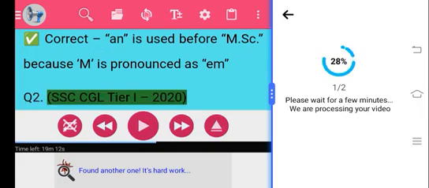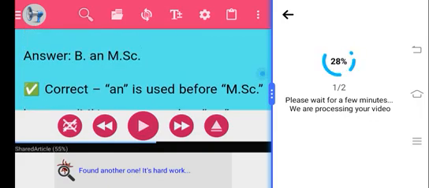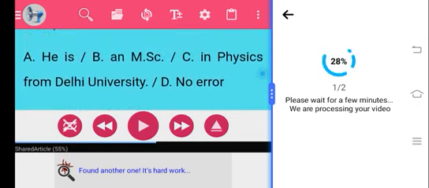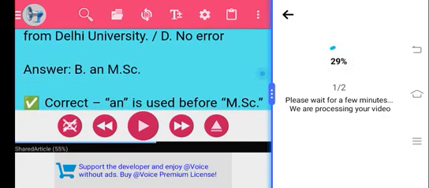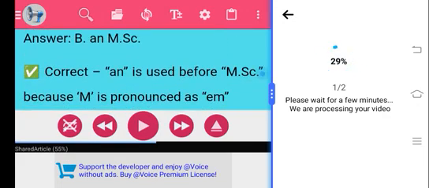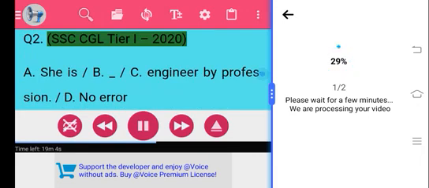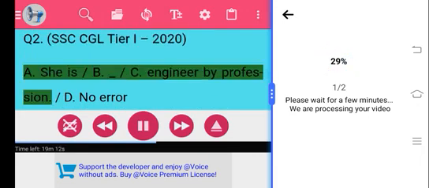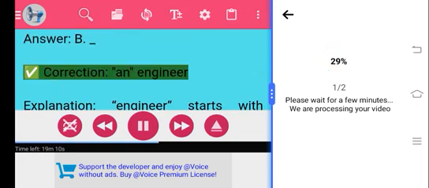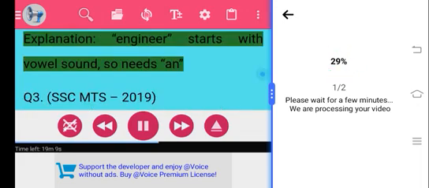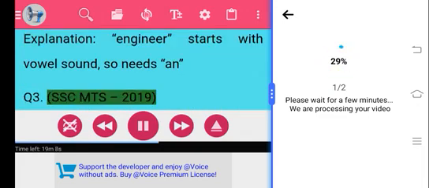Q2. SSC CGL Tier 1 2020. She is B underscore C engineer by profession. D no error. Answer: B underscore. Checkmark, correction: an engineer. Explanation: engineer starts with a vowel sound, so it needs an.